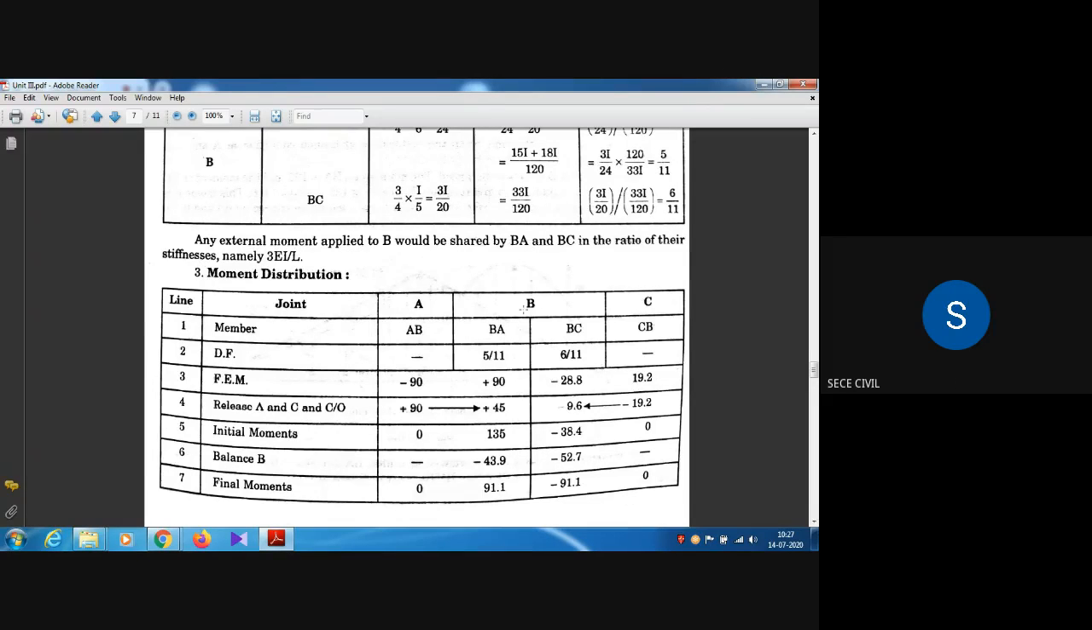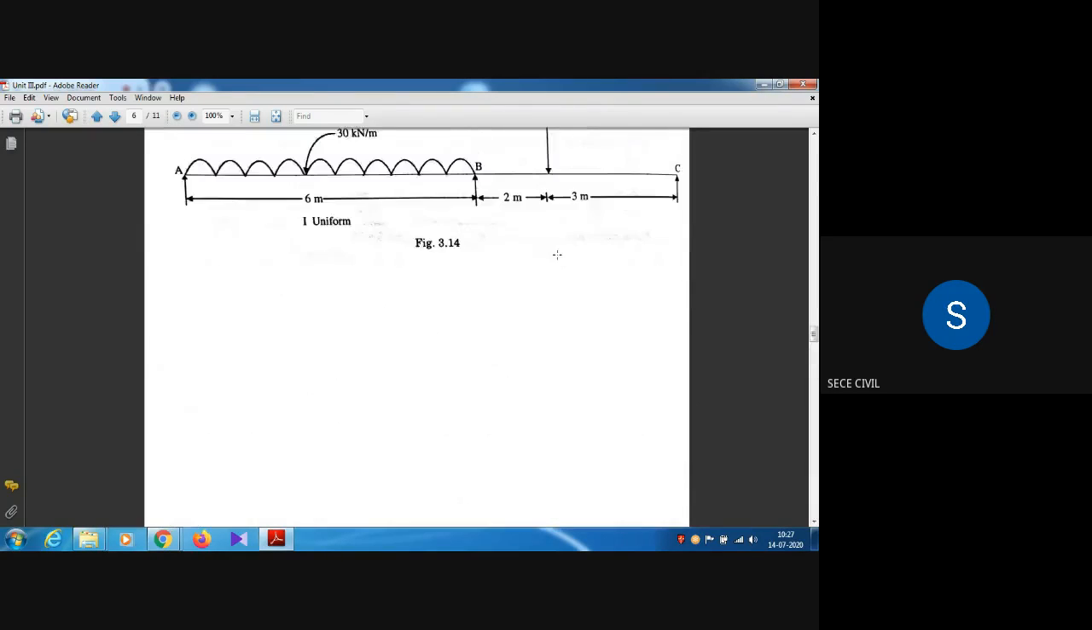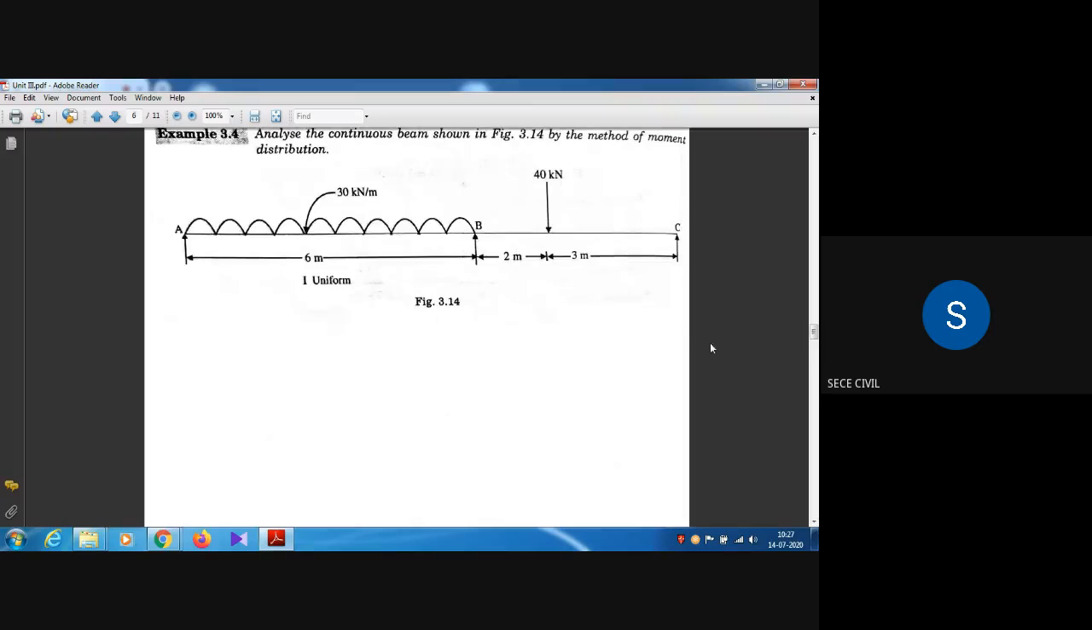So what is the third step in the slope deflection method? Sir, find the equilibrium equation. Joint equilibrium equation. Okay, can you say the joint equilibrium equation for this particular member? MBA plus MBC is equal to 0, sir.